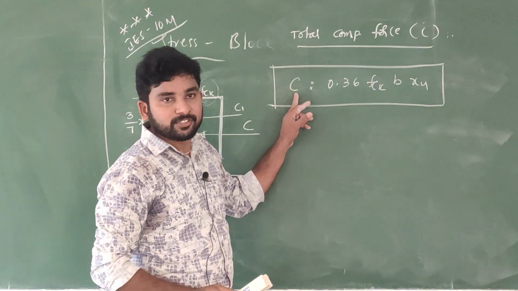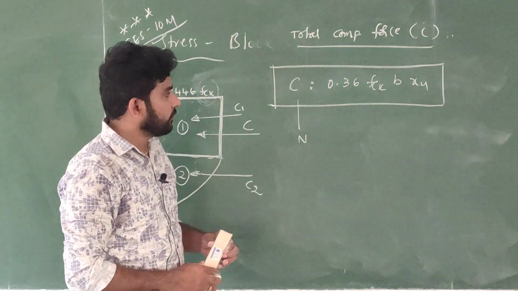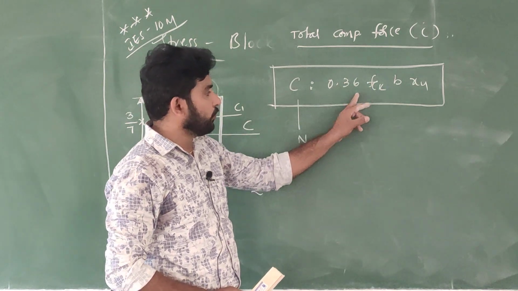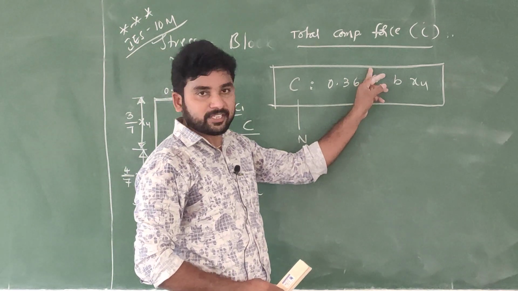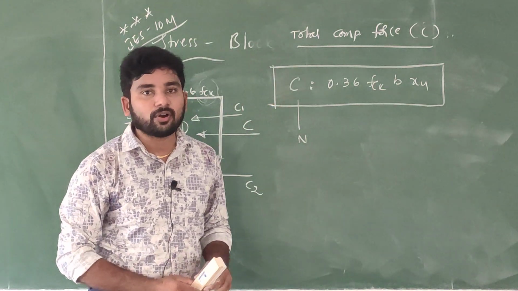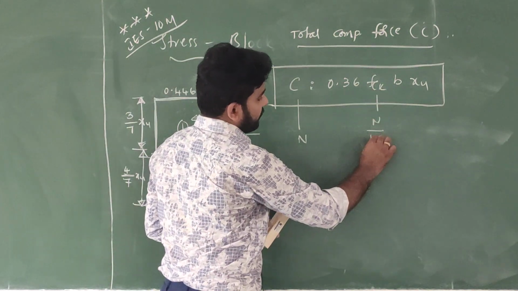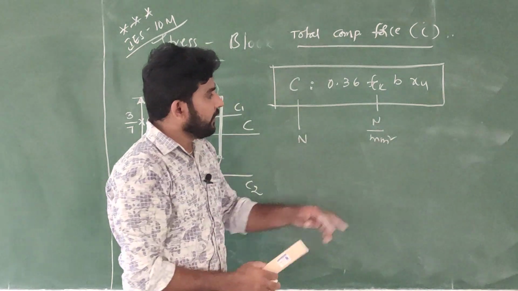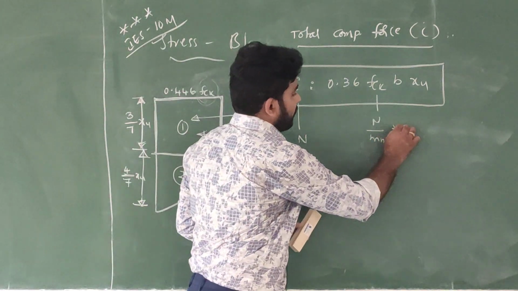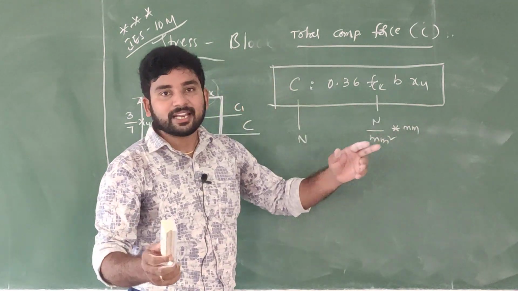See, compressive force, what is the unit of force? Newton normally. This is a numerical value, there is no unit for this. Coming to this fck, fck is the characteristic compressive strength of concrete, in Newton per mm square. b is the width of the beam, and for width the unit we are using is mm. xu is the neutral axis depth.